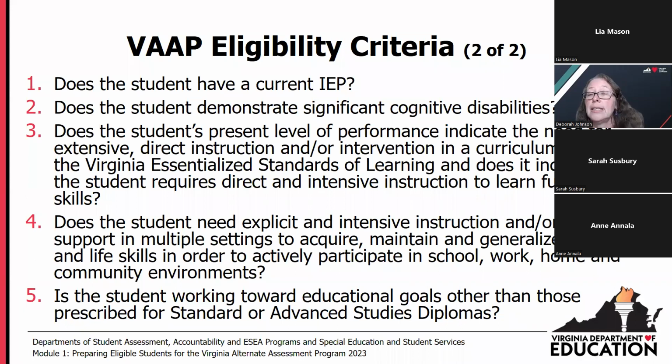Also, does the student need explicit and intensive instruction and/or extensive support in multiple settings in order to acquire, maintain, and generalize those academic and life skills in order to be able to participate at school, in their community, and in work and home environments? And finally, is the student working towards educational goals that are outside or other than those prescribed for the standard or advanced studies diplomas?